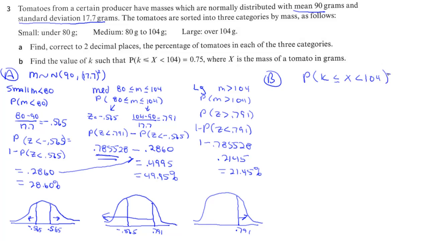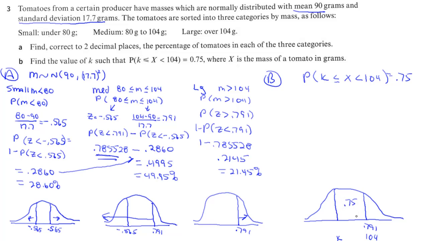Now in part B, they're giving us this probability, and we've got to figure out what K is. Keep in mind, if I know an area below a value, I can find out what that value is using the calculator and the inverse normal. So let's go ahead and do a sketch here. We already know that we've got 104. That's going to be over here. And we even know its z-score is 0.791. And we know that K is down below here somewhere.